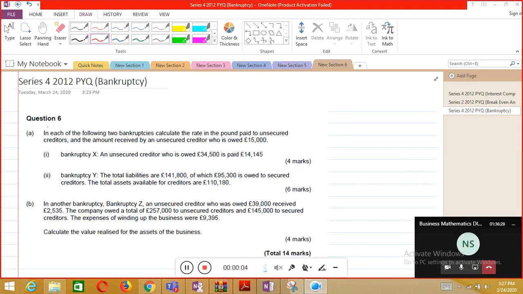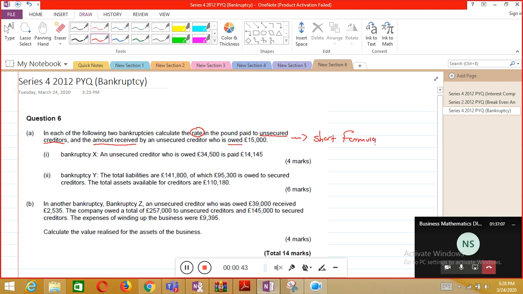Okay, so this question is about bankruptcy. So let's start. Okay, now look at this. In each of the following two bankruptcy, calculate the rate in pounds paid to unsecured creditors. Okay, and then they want you to calculate the rate. And the amount received by an unsecured creditor is 15,000. Whenever you see the words amount received and the amount owed, remember you need to use the short formula.